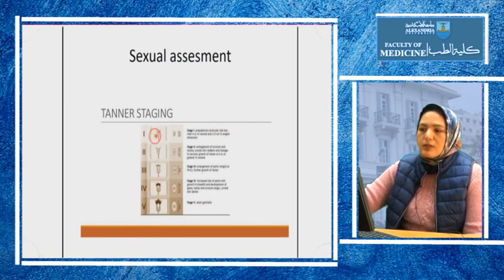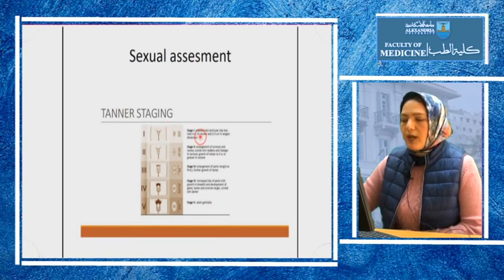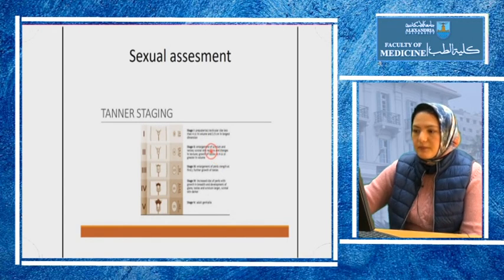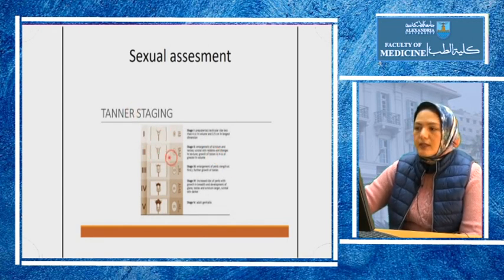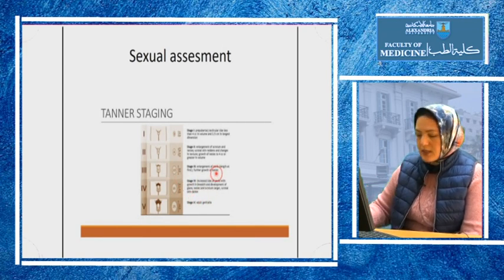As you can see here, we classify the patient based on these criteria into five main categories, starting from 1, 2, which mean the infantile stages, and then more enlargement will lead to more development of the pubertal stage, reaching the 5th stage, which is the adult stage.